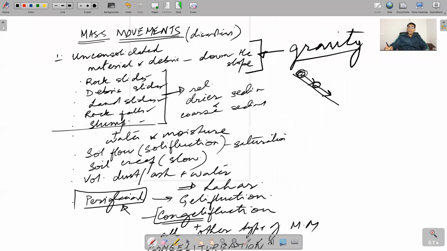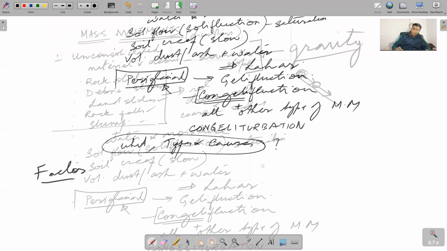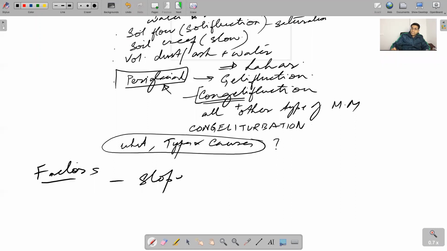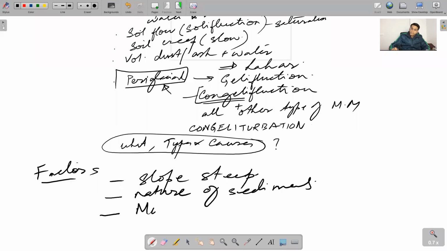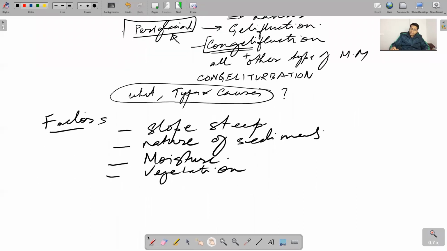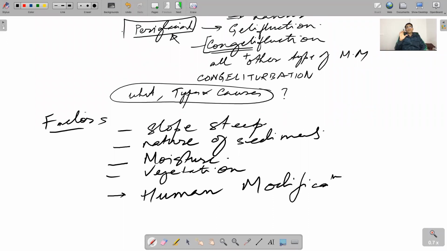Now, what are the factors that control mass movement? The factors include the slope steepness, how steep it is. The factor also includes the nature of the sediments, and presence or absence of moisture. If there is moisture or water, it can aggravate. It also depends on the presence or absence of vegetation. And in recent times, you can also add the factors related to human modification. So this is more or less what is mass movement.